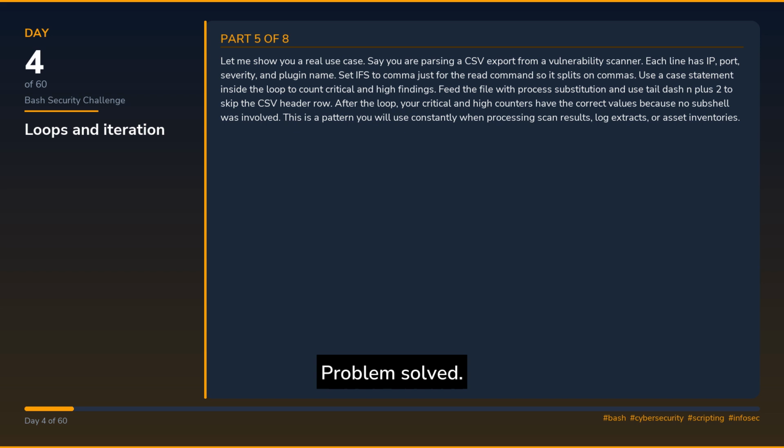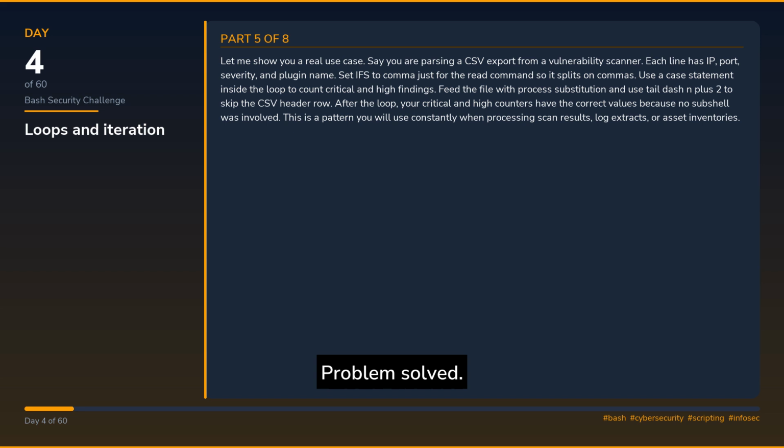Say you are parsing a CSV export from a vulnerability scanner. Each line has IP, port, severity, and plugin name. Set IFS to comma just for the read command so it splits on commas. Use a case statement inside the loop to count critical and high findings. Feed the file with process substitution and use tail -n +2 to skip the CSV header row. After the loop, your critical and high counters have the correct values because no subshell was involved. This is a pattern you will use constantly when processing scan results, log extracts, or asset inventories.